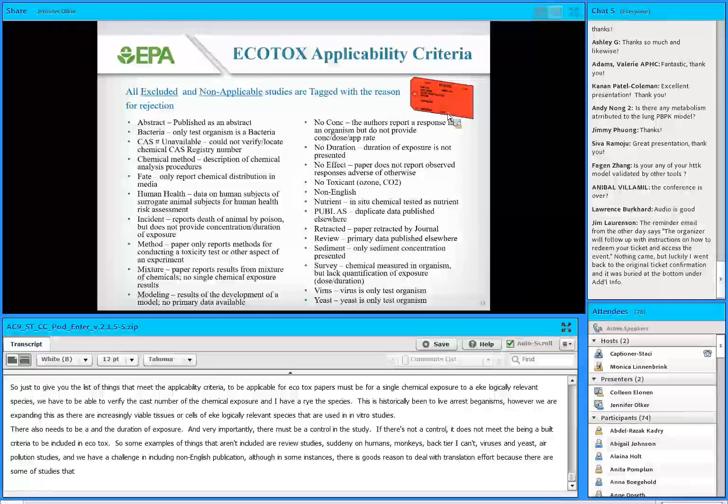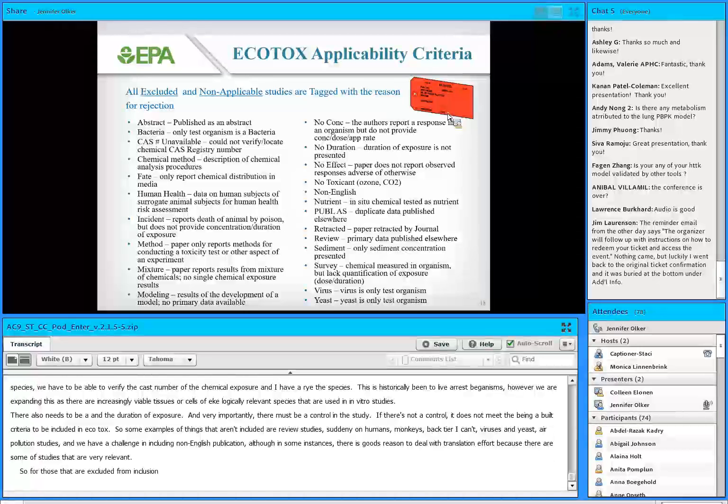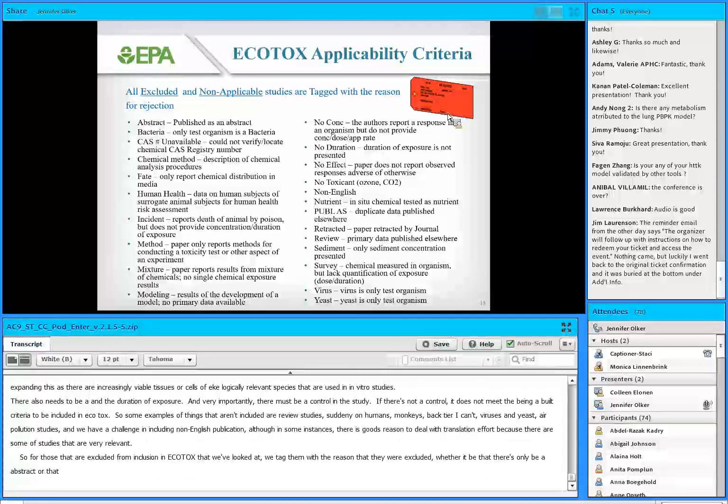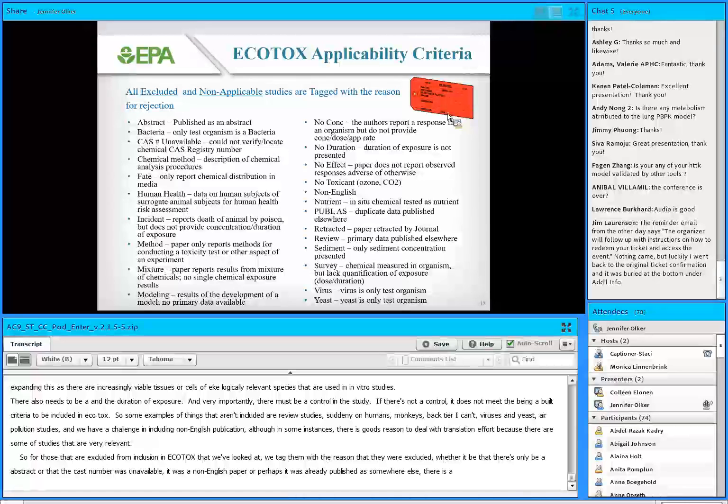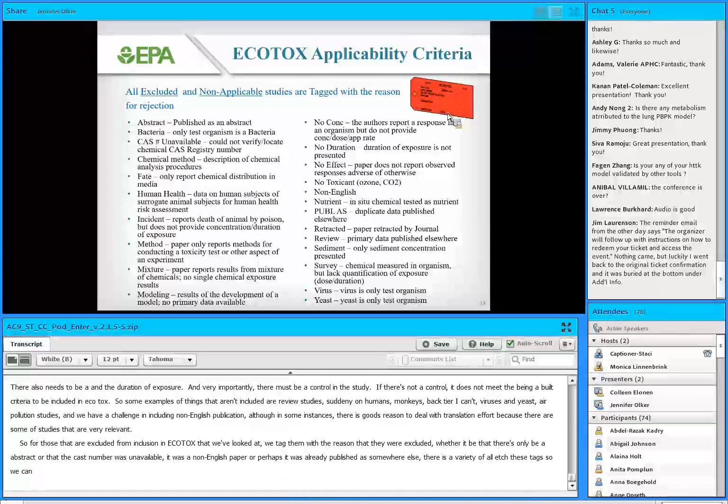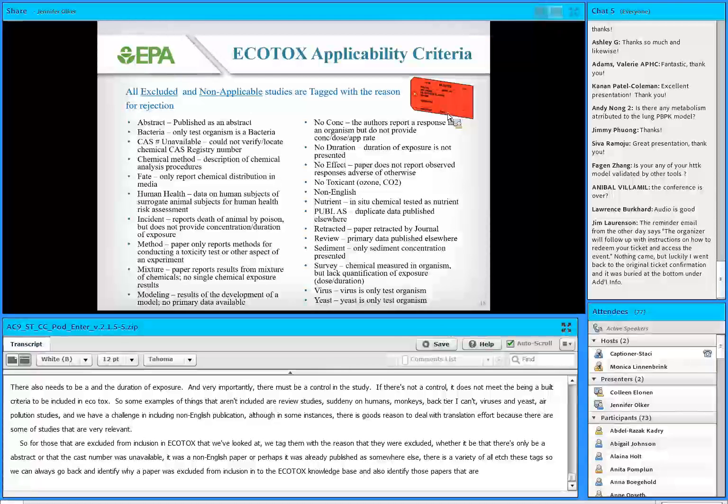So for those that are excluded from inclusion in ECOTOX that we've looked at, we tag them with the reason that they were excluded, whether it be that there's only an abstract or that the CAS number was unavailable, it was a non-English paper, or perhaps it was already published somewhere else. And there's a variety of all these tags, so we can always go back and identify why a paper was excluded from inclusion into the ECOTOX knowledge base, and also identify those papers that are relevant for other research areas.